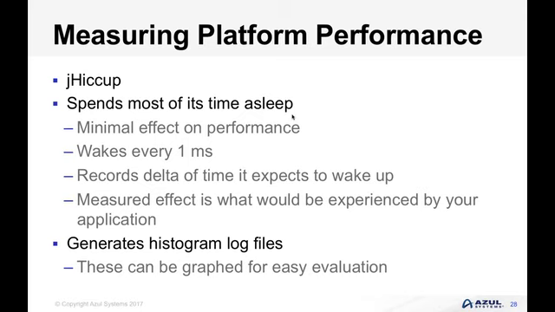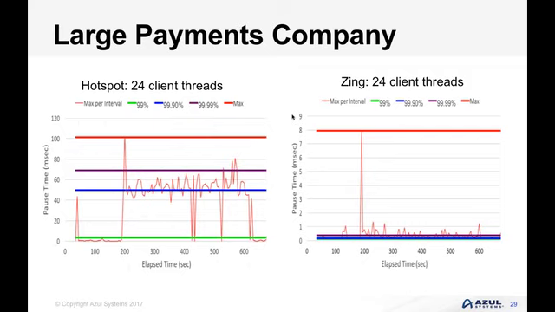And then we can take this information, generate histograms and log files, and graph that to see the effect over time of the JVM on your application. So here's an example. This is Cassandra being used by a large payment company. I'm not in a position to give names, but it's a large payment company. And we have Hotspot running with 24 client threads. We have Zing running with 24 client threads.